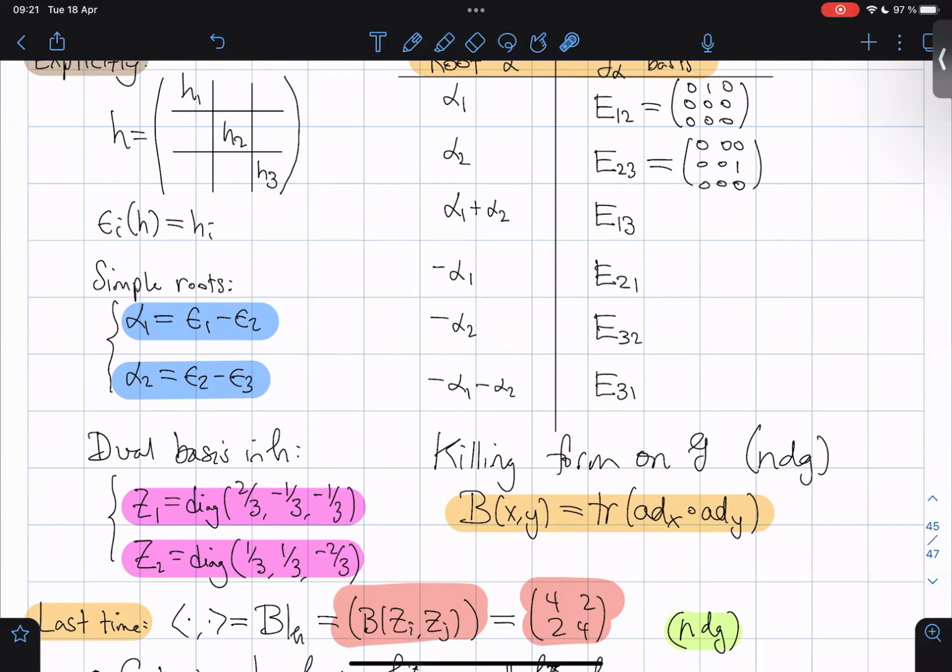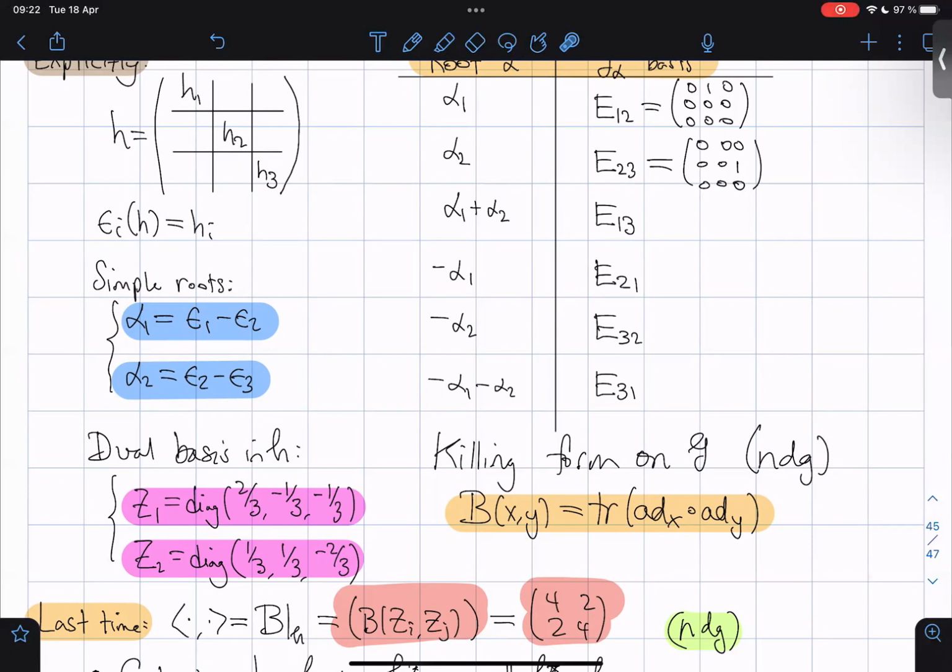In particular, we have this alpha 1 and alpha 2. H star is two-dimensional, and this is going to be a basis for it. But how should I picture this basis? Is it an orthogonal basis, for instance? Are they perpendicular to each other? Or is there some other non-trivial angle between them?